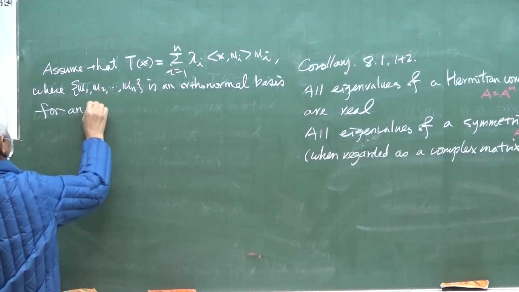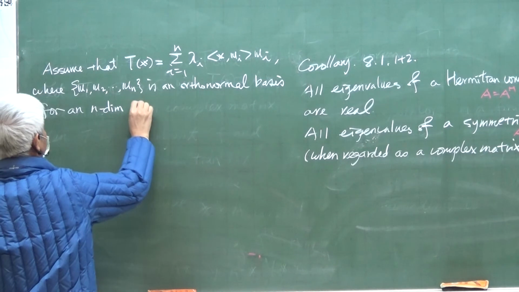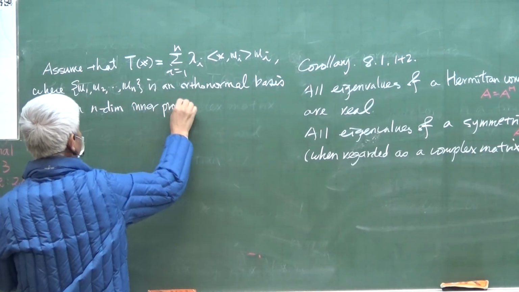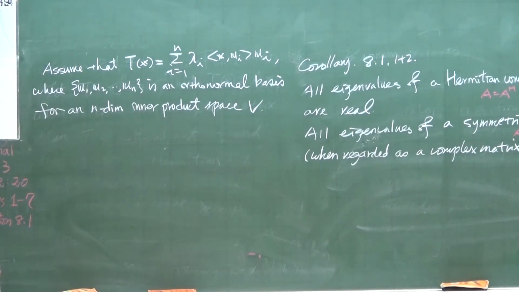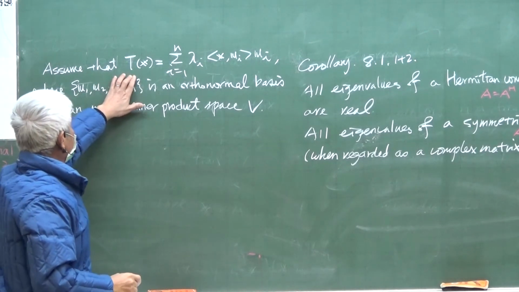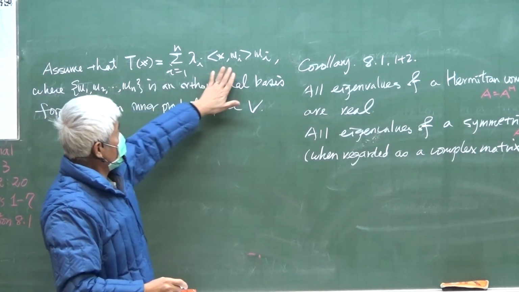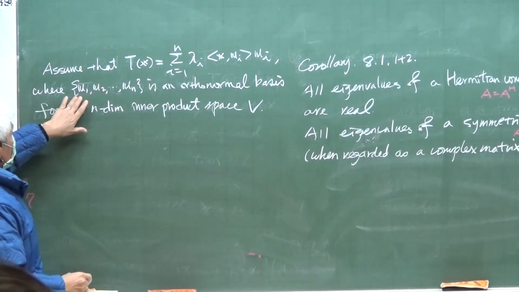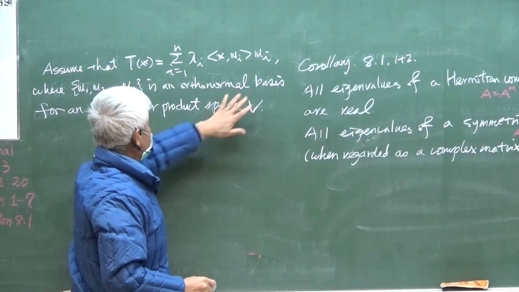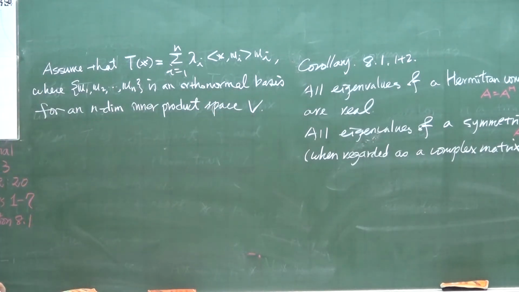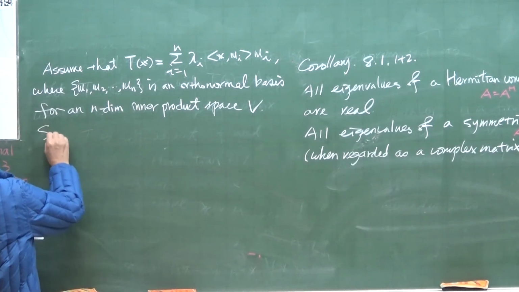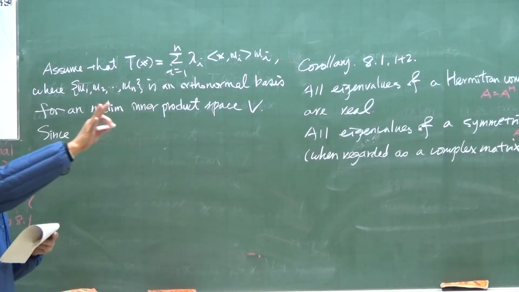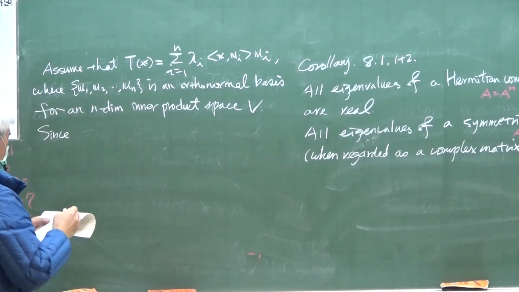for an n-dimensional inner product space. Okay? So suppose we have a linear operator, and the linear operator can be expressed in this way, and such that u_1, u_2 up to u_n is an orthonormal basis for V. Okay, so now think, if this is true.